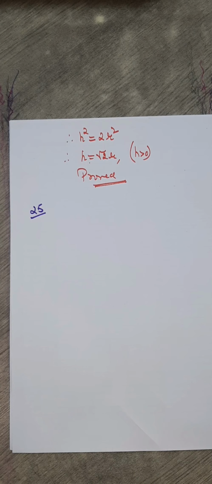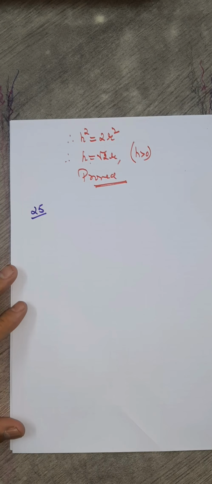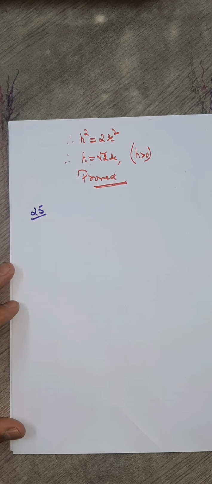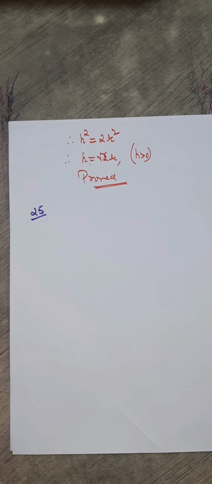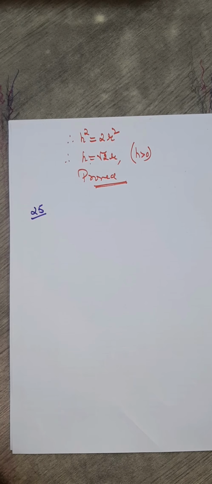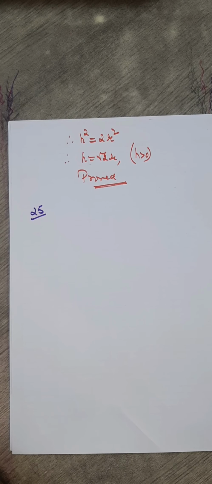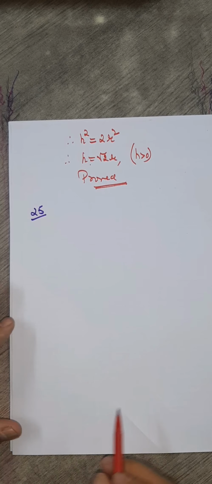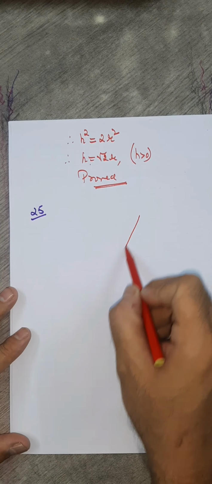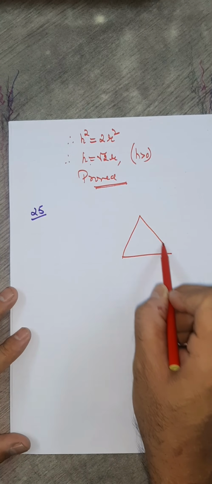Show that the semi-vertical angle of the cone of maximum volume, given the slant height, is this much. Okay, so I'll just show you the cone here. This is a right circular cone.